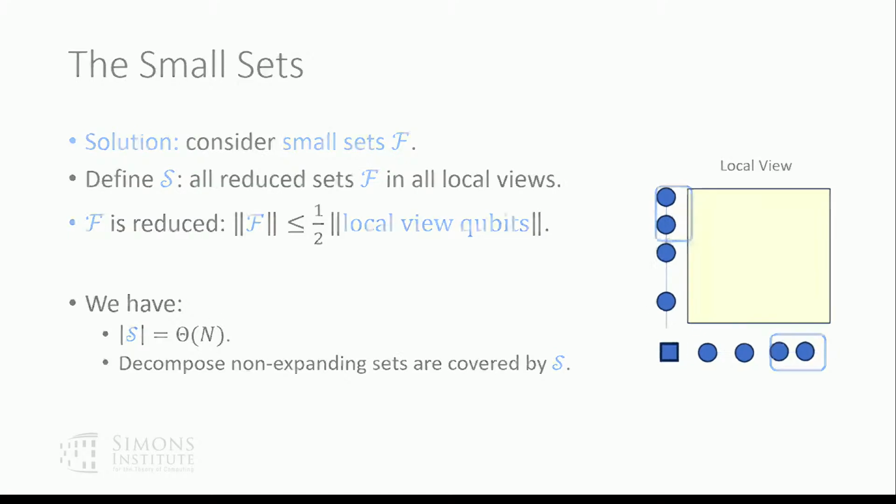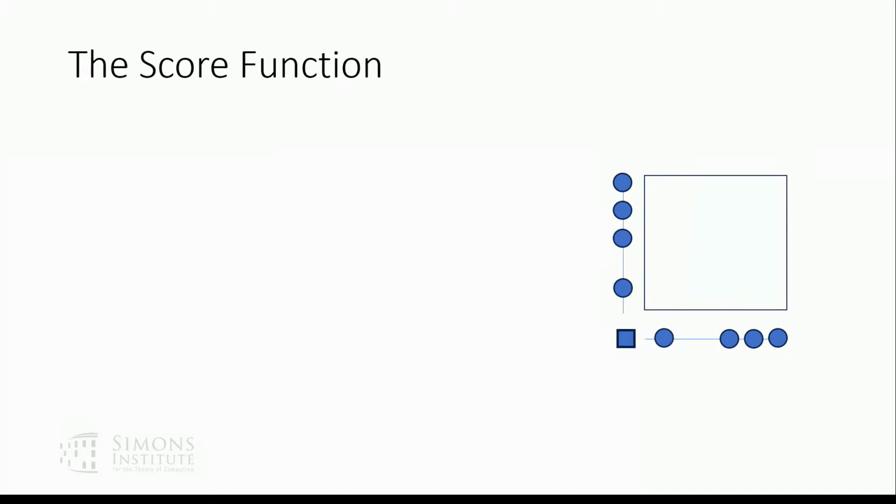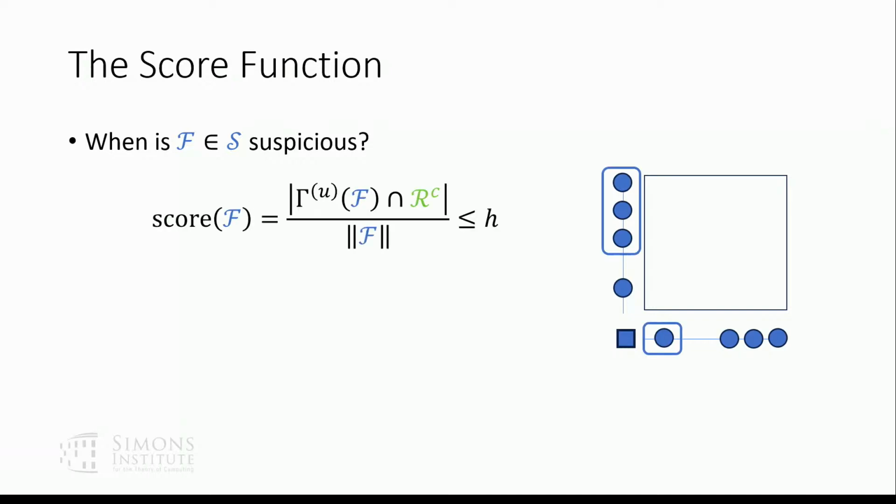And then the second part is, okay, now instead of a vertex, we have a set. And then how do we say if a set is suspicious? It is not as straightforward as a vertex because you also have a structure of the set. And for that, we have a score function. We tried a lot of different score functions before we came up with this form. So I'm going to talk a little bit about why we defined it the way it is.